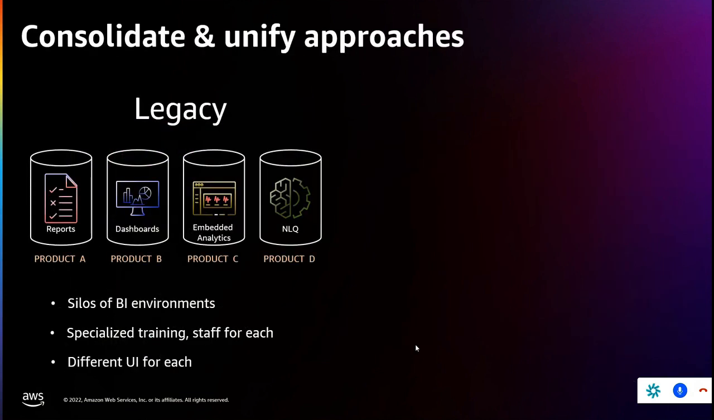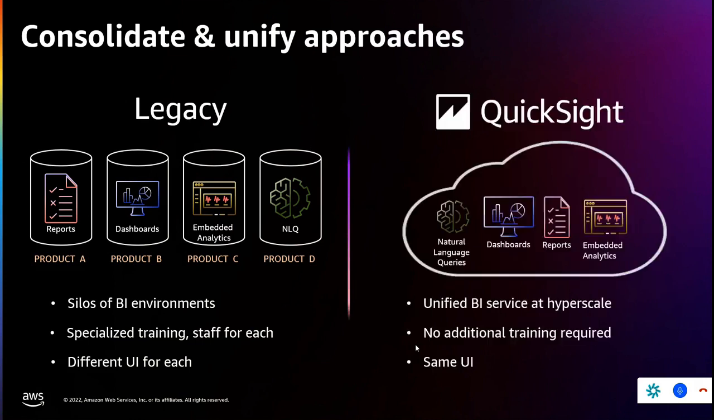And what we see is that customers use different types of products for different types of reporting and dashboarding. If you have a different product for embedding and also for things like natural language querying, there are lots of silos in the BI world. Now, what Quicksite tries to do is reduce that and bring it all into one. So we try and package all those different silos of products into one cloud BI service and solution for our customers.